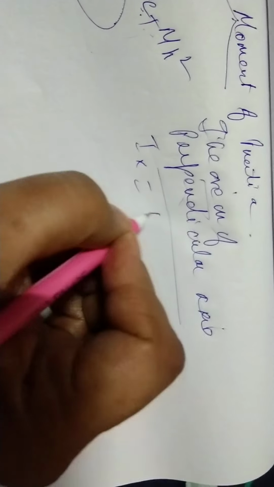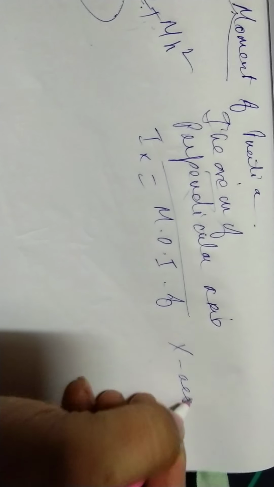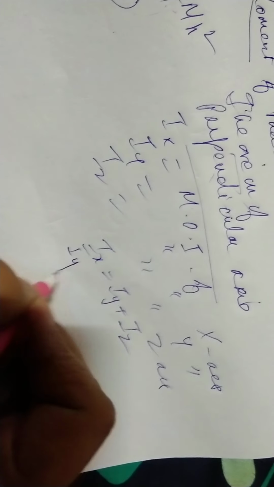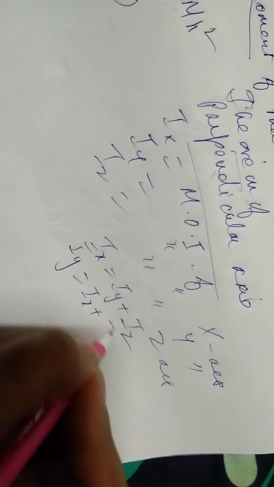The next one is the theorem of perpendicular axis. Suppose we have I suffix x as the moment of inertia along the x axis, I suffix y as the moment of inertia along the y axis, and I suffix z as the moment of inertia along the z axis. This theorem states that Ix equals Iy plus Iz, or we can write Iy equals Ix plus Iz. Most of the time the students make some mistakes.